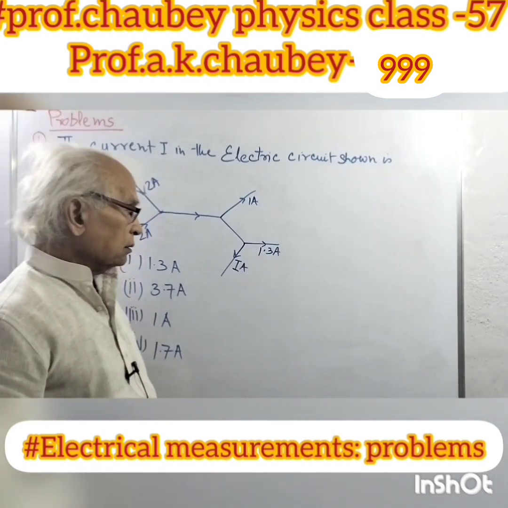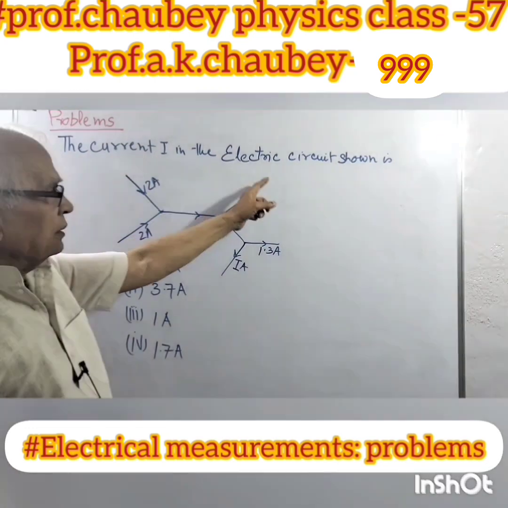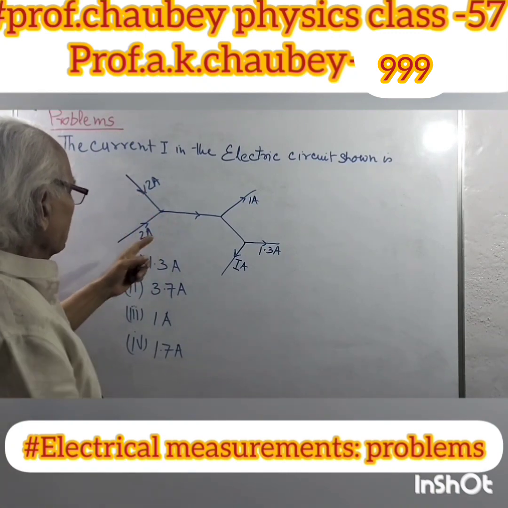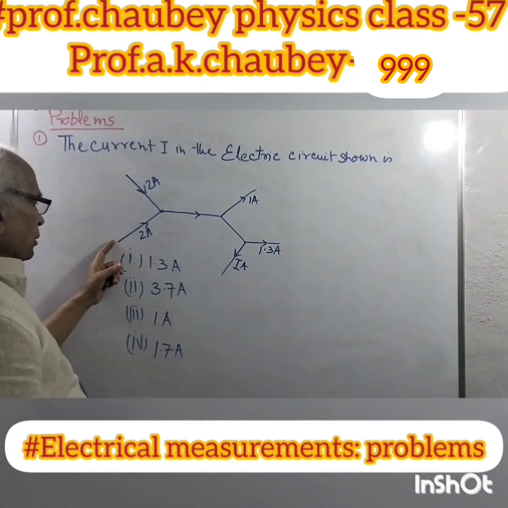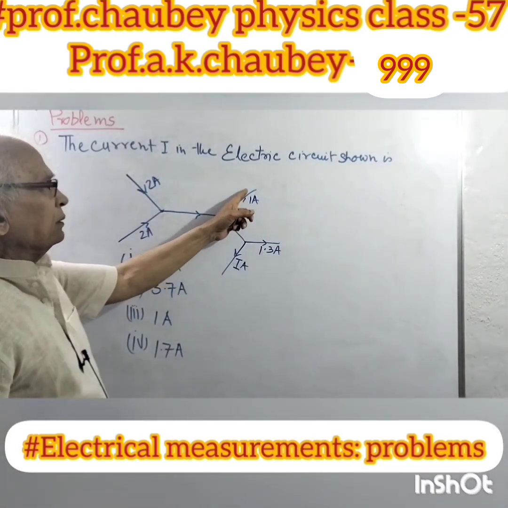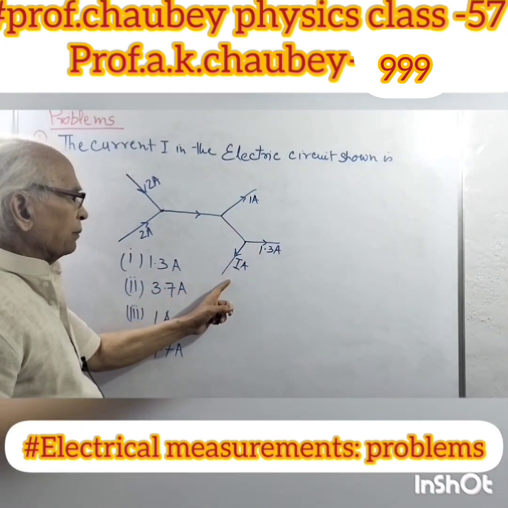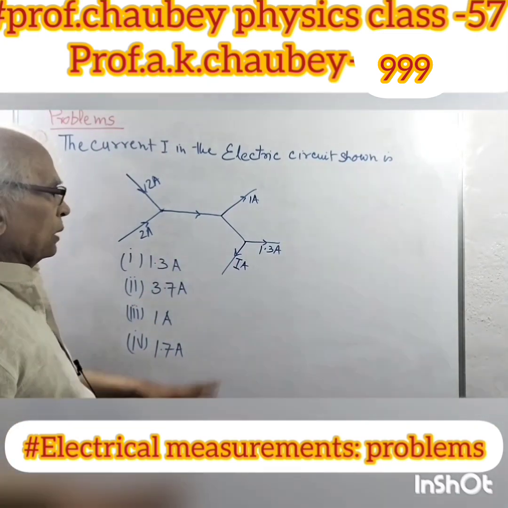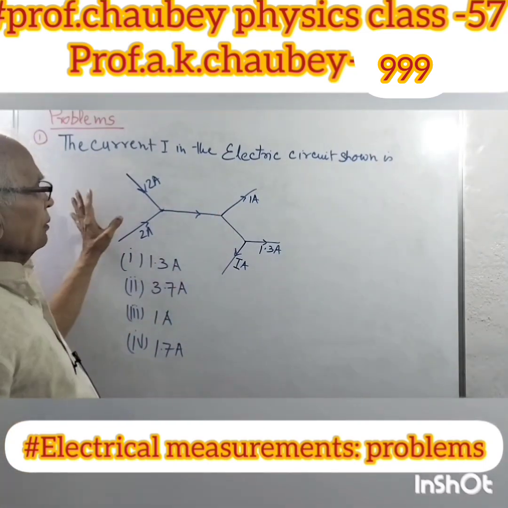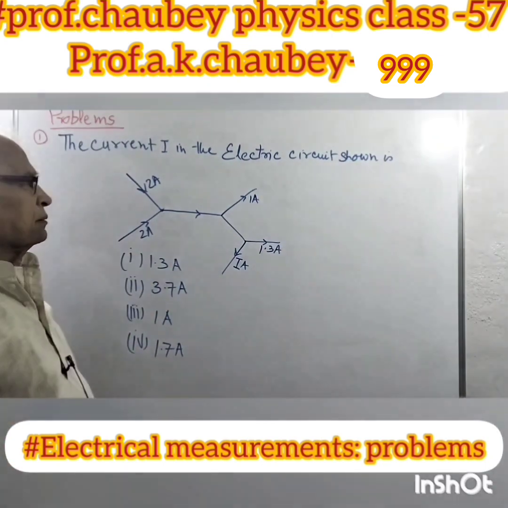So, I have here one problem. The current I in the electric circuit shown is... In this circuit, 2 ampere current is coming from this side, there is a junction here, and 2 ampere current is coming from this side. Then current is going here, and 1 ampere going in this arm, and 1.3 ampere going here. What is the current coming here? Just simple, you apply the current addition law. So find out current I, where I have 4 options for the value of the current I.